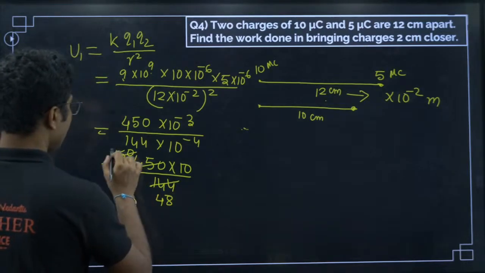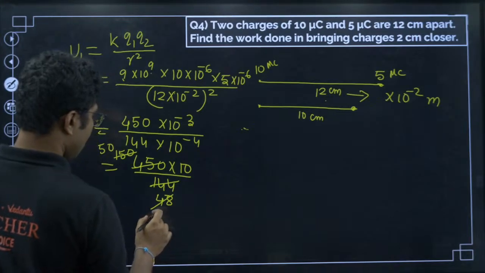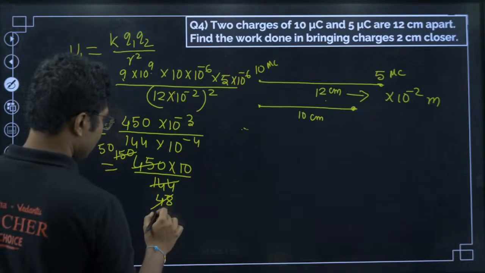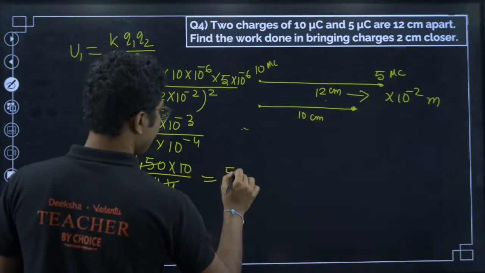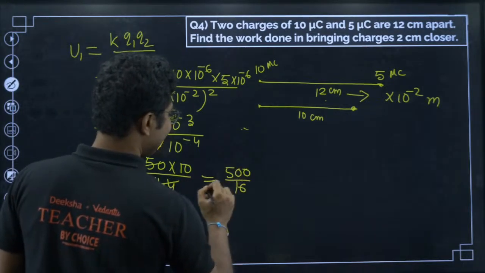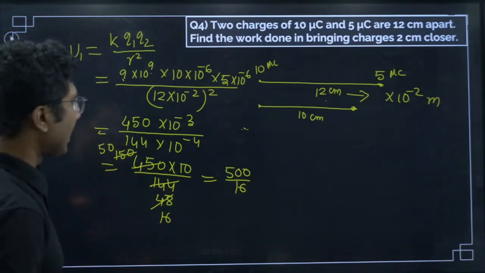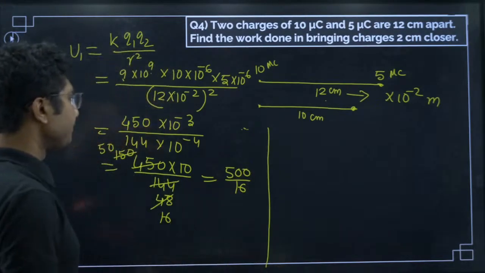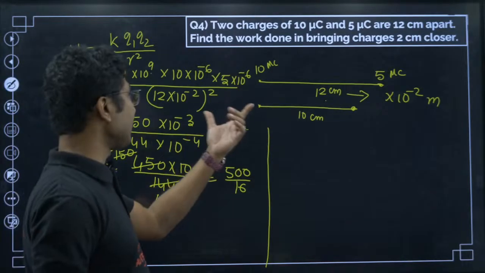48 50 by 16. So, you will get this as 500 divided by 16. Even you can cancel it a little bit more, but I will do it later on. So, this is the initial potential energy. What is the final potential energy?